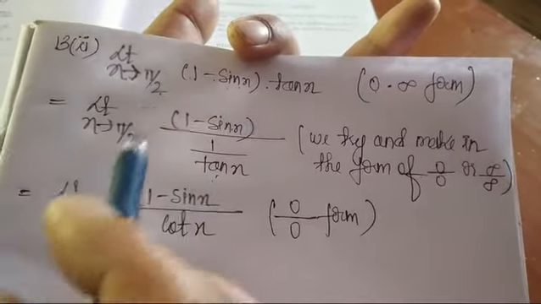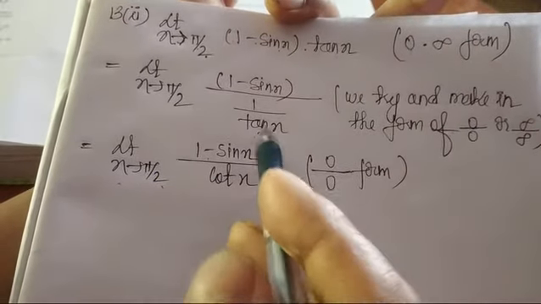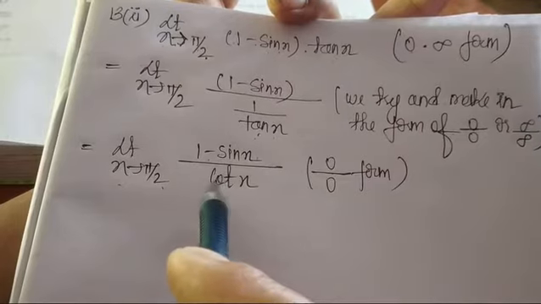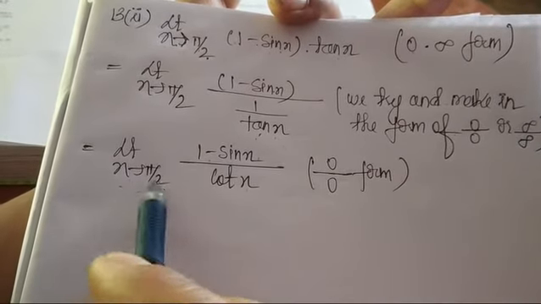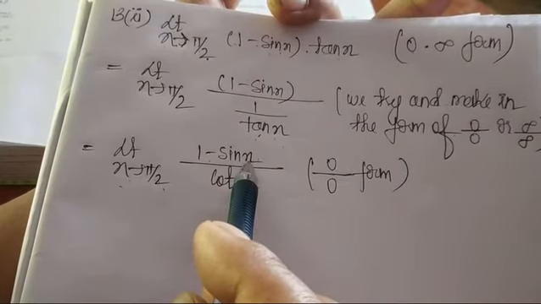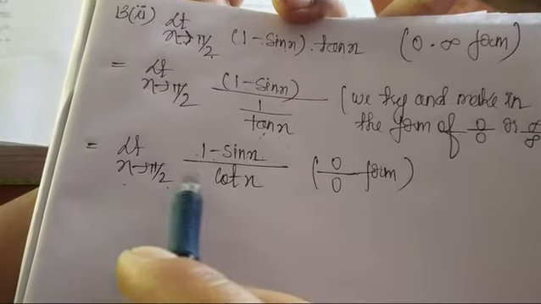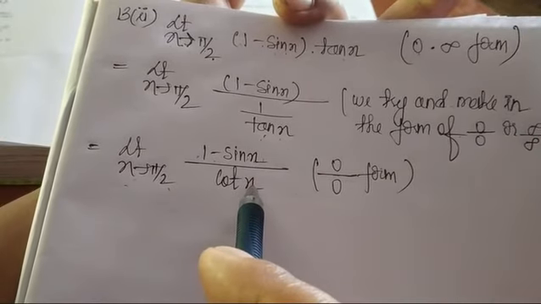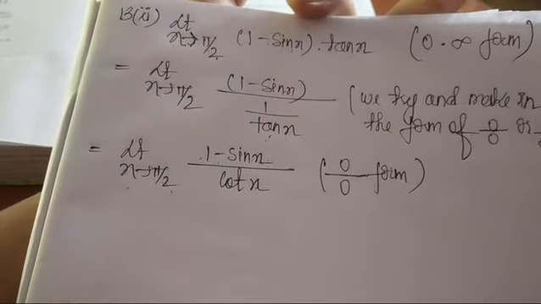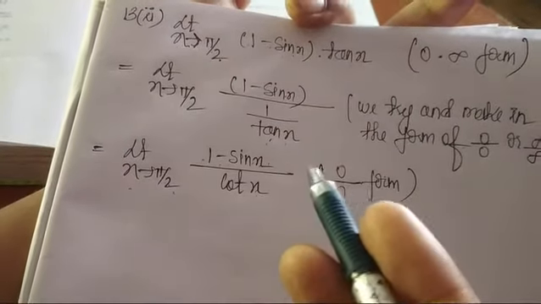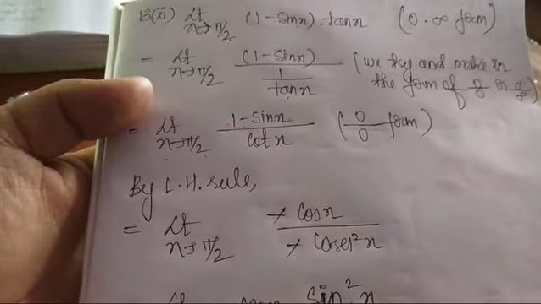Okay, so next step, limit x tending to pi by 2. 1 minus sin x remains as 1 minus sin x, but 1 by tan, what is 1 by tan? We know it is cot. Now let's check the limit. You put x equals pi by 2, sin pi by 2 is sin 90, which is 1. 1 minus 1 is 0, and cot 90 is always 0, because tan 90 is infinity. If tan 90 is infinity, then cot 90 is 0. Simple as that, isn't it? So further, I will do the differentiation.